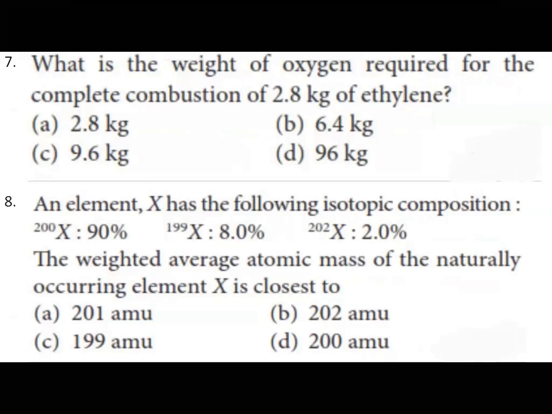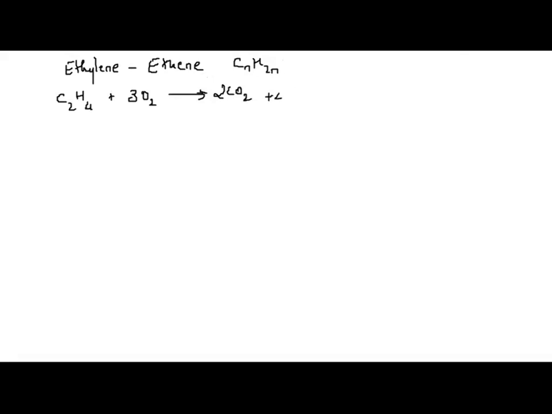Again, the same question. Yes. 2.8 kg ethylene. See, we should first know the combustion of ethylene. What is ethylene? Ethylene is nothing but ethene, C2H4, an alkene, CnH2n. So C2H4 is ethylene. Combustion of ethylene requires 3 molecules of O2 to form 2 molecules of CO2 plus 2 molecules.